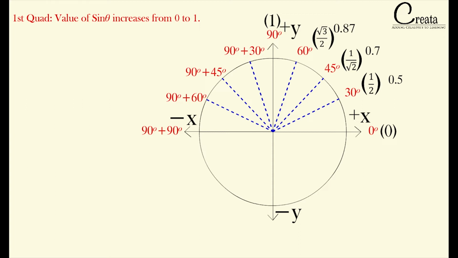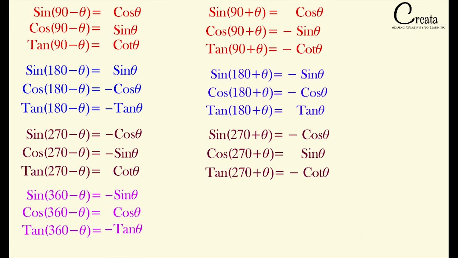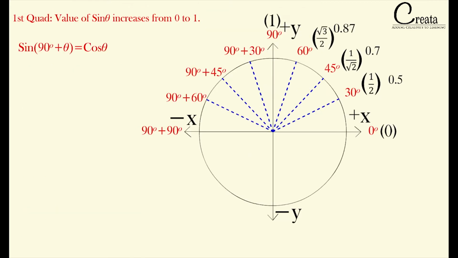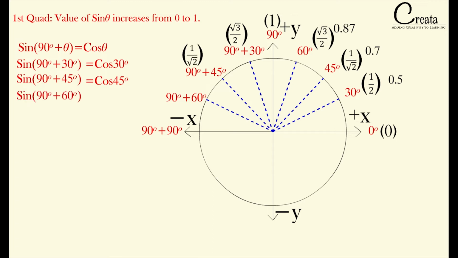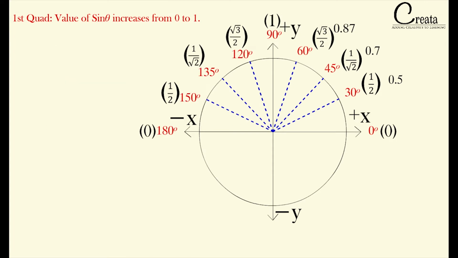But how to find it? We will use the formula that we have derived and discussed in our previous lecture on nature of trigonometric function in different quadrants. The formula used here will be sine 90 plus theta is equal to cos theta. So sine 90 plus 30 degree will be cos 30 degree, which is root 3 by 2. Sine 90 plus 45 degree will be cos 45 degree, which is 1 by root 2. Sine 90 plus 60 will be cos 60, which is 1 by 2. Sine 90 plus 90 will be cos 90, which is 0. Let's solve the fractions and see the values.